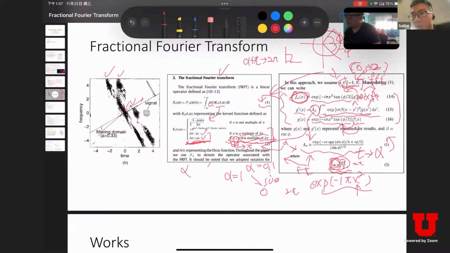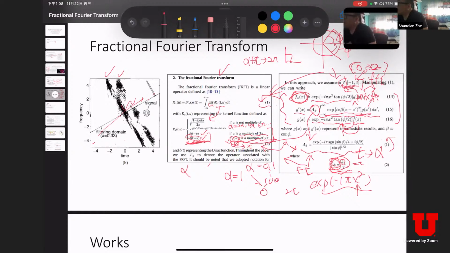Yeah, right. It means when alpha equals 2 pi, 4 pi, 6 pi, like that. And if alpha equals pi, 3 pi, and 5 pi, it will be the second case, right? This is the third one, yeah, the third case. Oh, okay. Then that explains.